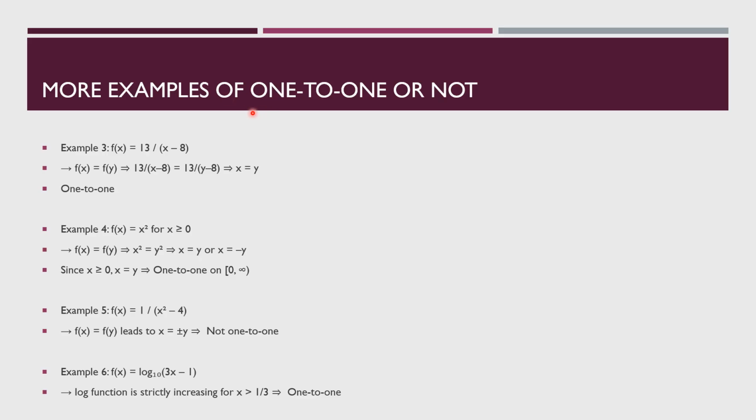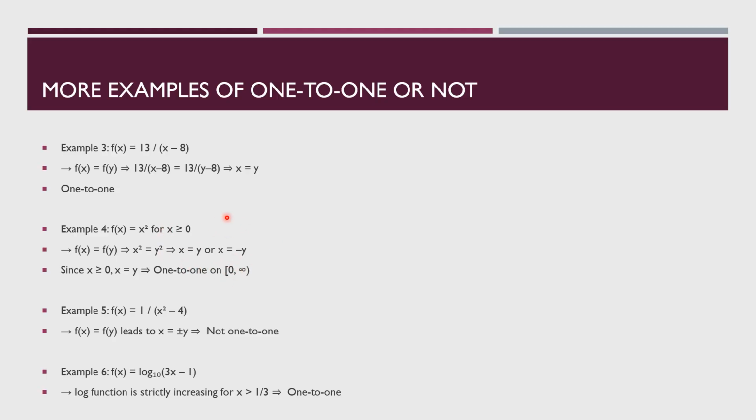So more examples of one-to-one functions or injective functions are here. So we can see this one here is one-to-one. We can also see this one here. It is also one-to-one based on the condition given. So we have f of x equal to x squared. So when you substitute, you are going to end up with x squared equal to y squared, which means that x is equal to plus y or x is equal to minus y.